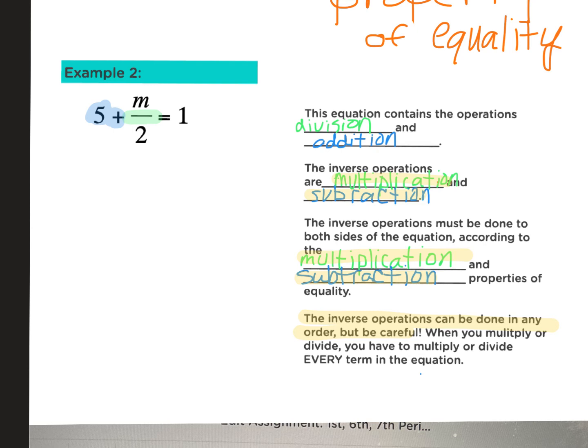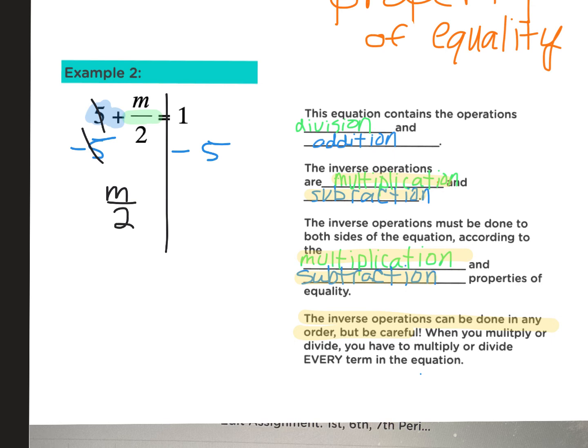Okay? So I'm going to do it the way that most teachers are going to tell you to do it first, which is to deal with that 5 first. So how am I going to get rid of that positive 5? I'm going to do it by doing a minus 5. And because of the property of equality, I've got to do it on both sides, right? So those 5s are going to cancel and leave me with m divided by 2.